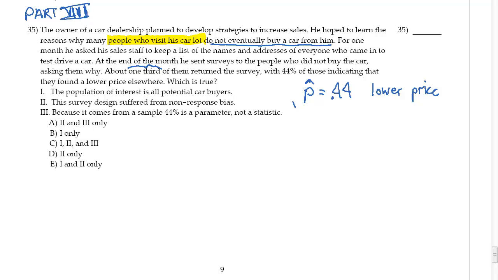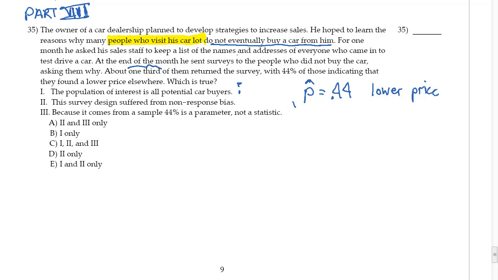So the population of interest is all potential car buyers. And people who visit his car lot, okay, maybe, I would like to say maybe people who visited his car lot, but they are all potential car buyers, okay? This survey design suffered from non-response bias.